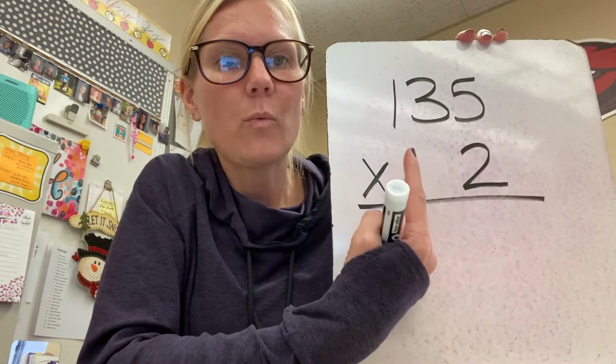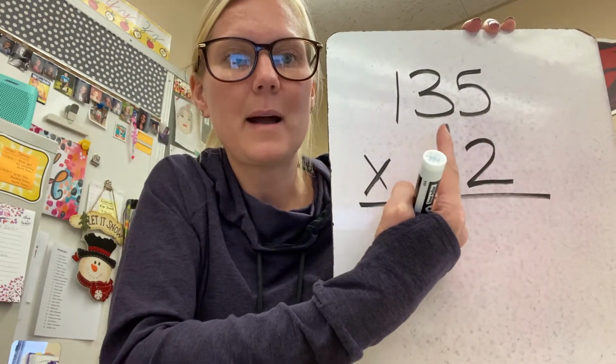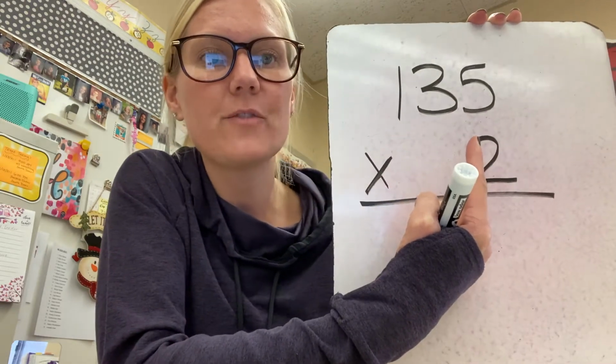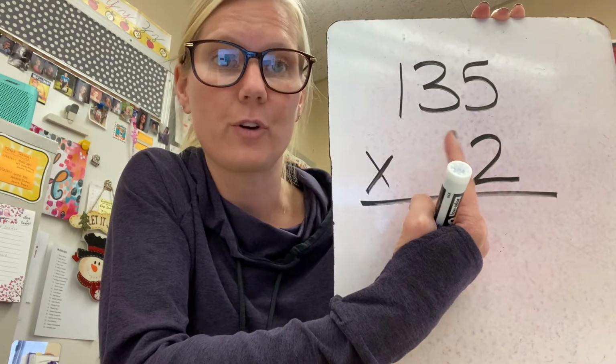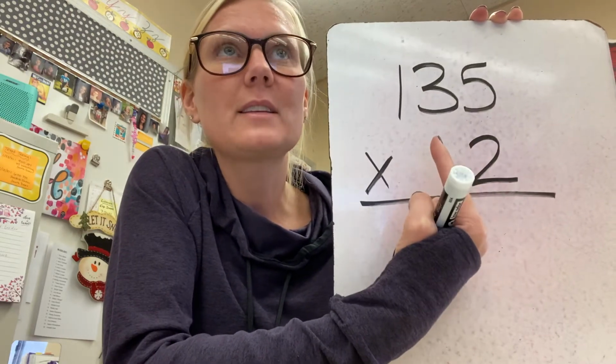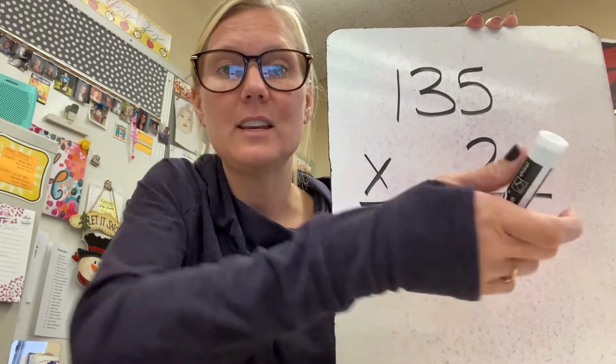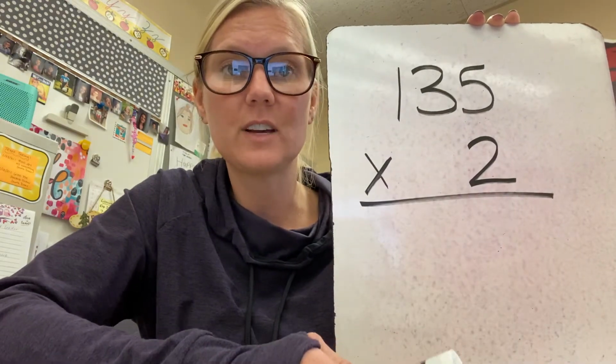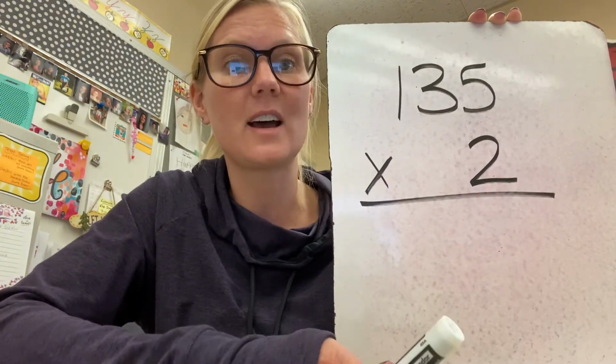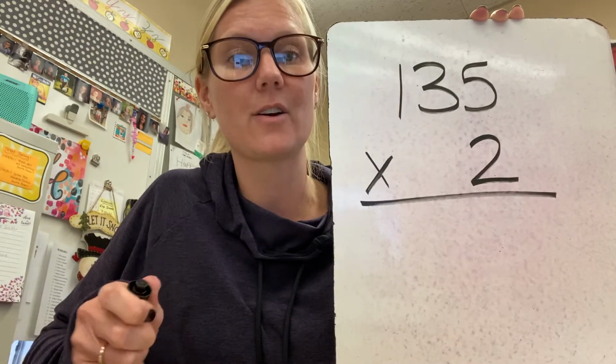Okay, so what you're going to do is you're going to think about this top number and see if you can come up with a good estimate for it. You're going to think about maybe rounding it to the nearest tens place or the nearest hundreds place. And quite honestly, there's not a right or a wrong answer on how you round it.